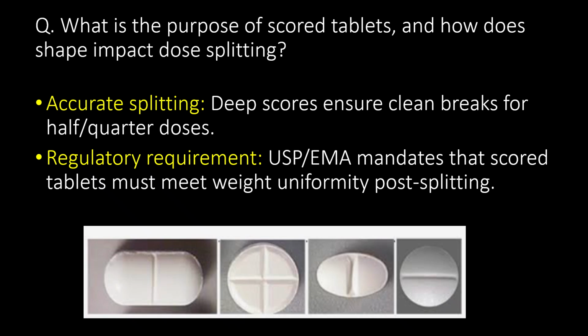Very frequently asked question: what is the purpose of scored tablets and how does shape impact dose splitting? First, accurate splitting. Deep scores ensure clean breaks for half or quarter dose. Secondly, regulatory requirements. USP or EMA mandates that scored tablets must meet weight uniformity post splitting.